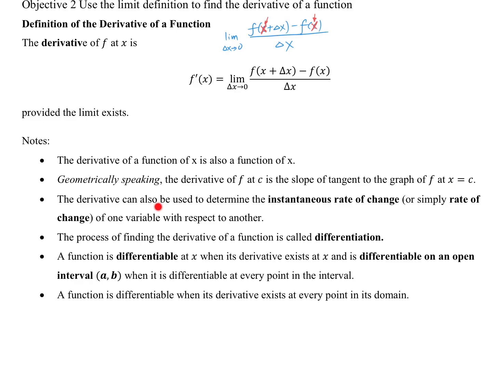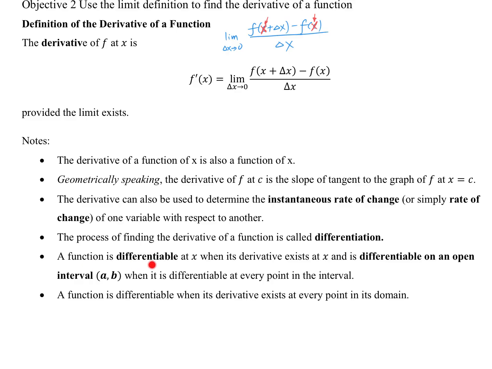The derivative can also be used to determine the instantaneous rate of change, or simply the rate of change, of one variable with respect to another. So the derivative is the slope of the tangent line, and the slope of the tangent line tells you how fast the curve is changing at that point, which is the instantaneous rate of change. And the process of finding the derivative is called differentiation. So when you evaluate these limits, you are finding the derivative. So you are doing the differentiation.